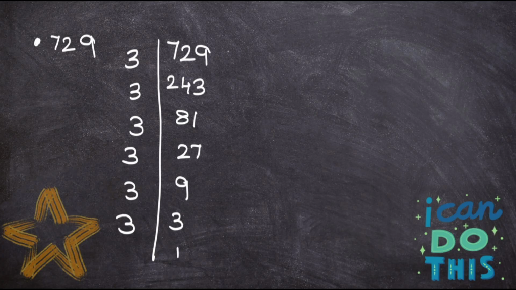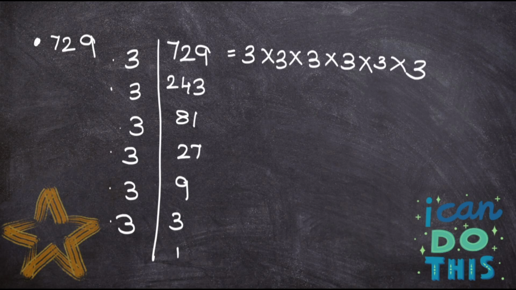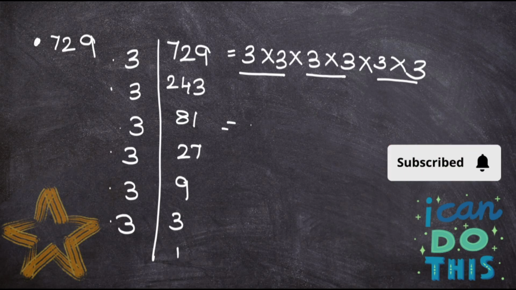Okay. Now write how many 3s are there. 1 2 3 4 5 6. Now as I said earlier, since it's a square number, I will make groups of 2 2. Okay. Now I'll take one digit from each group.